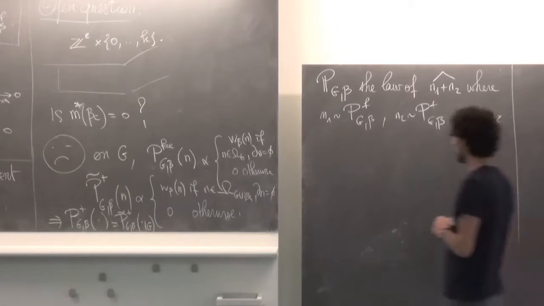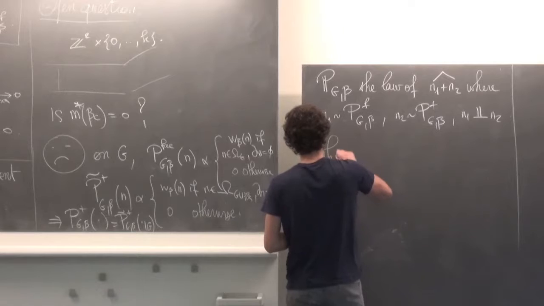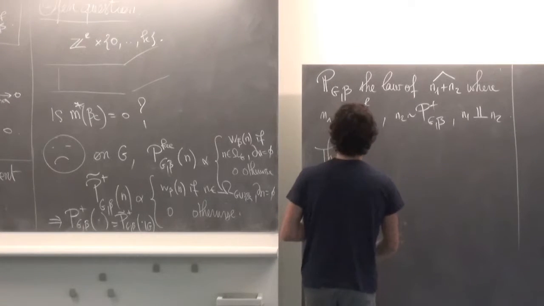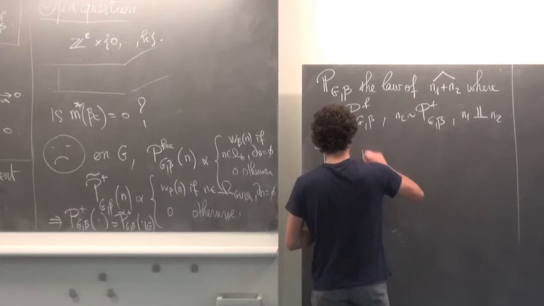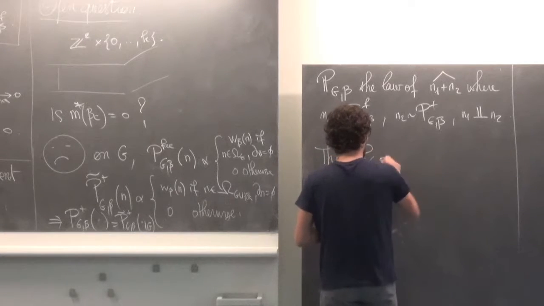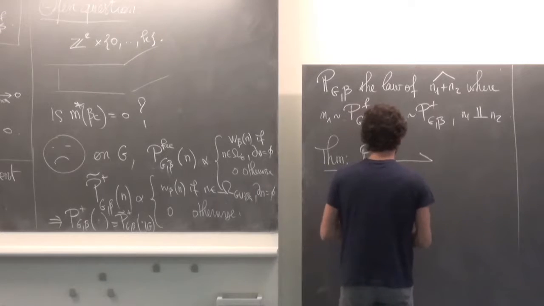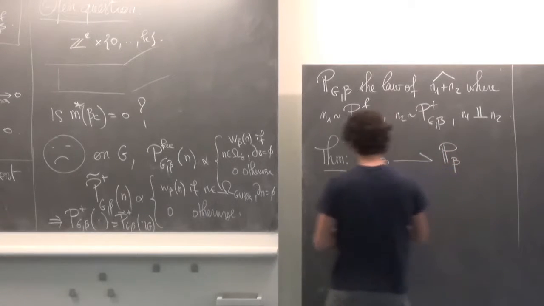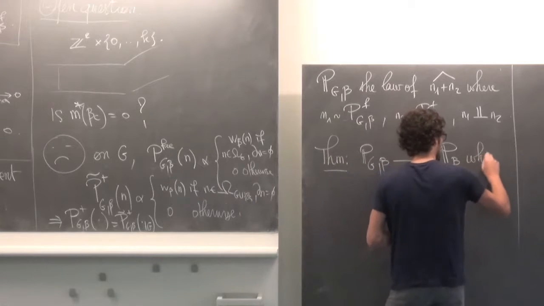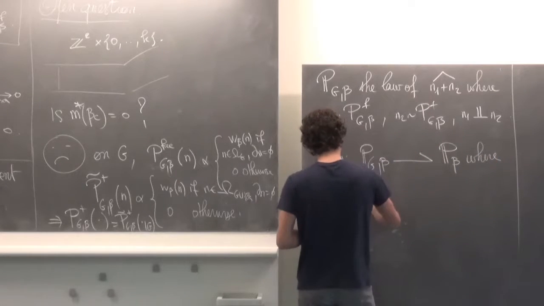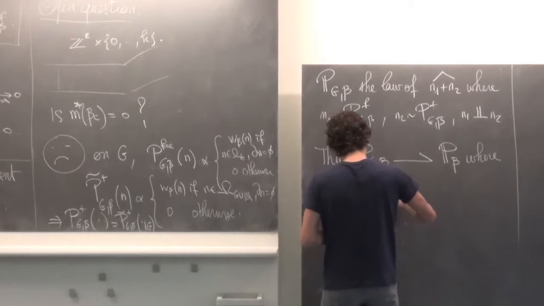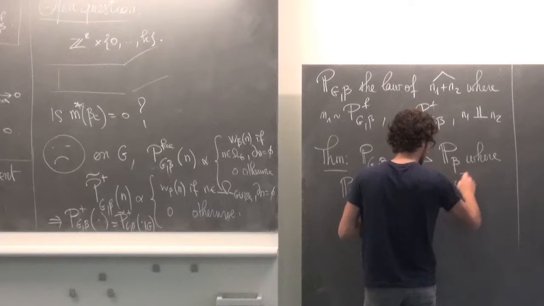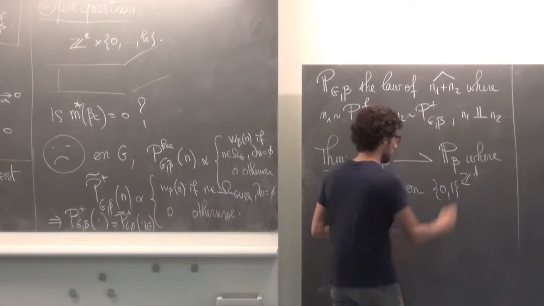And so the first theorem is going to be the following. It's going to be that P_G^β converges weakly to a certain law P^β, where P^β is a law on {0,1}^(edges of Z^d).